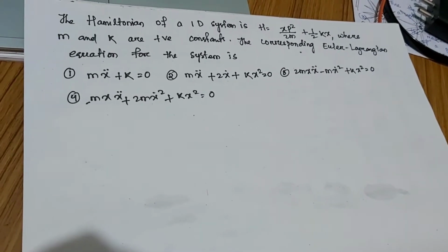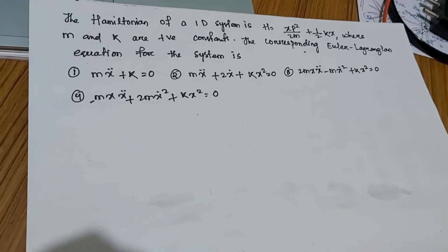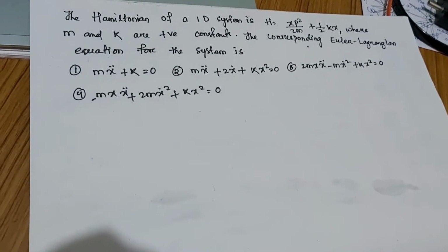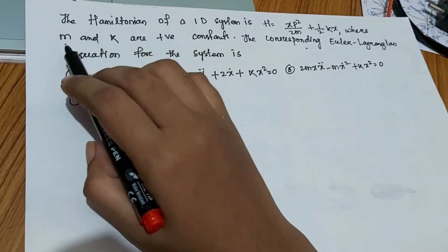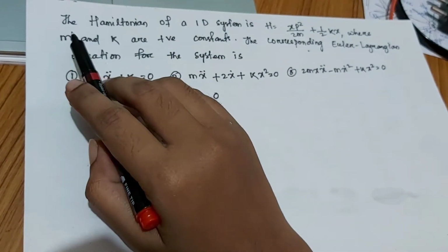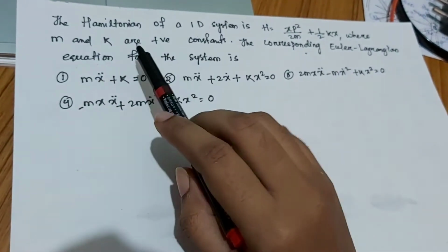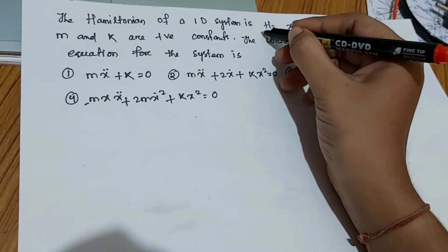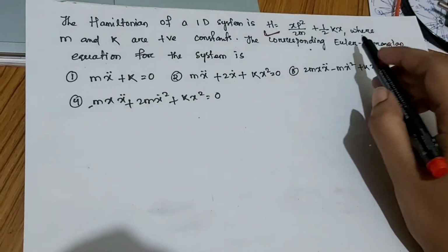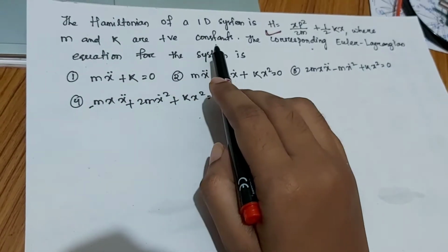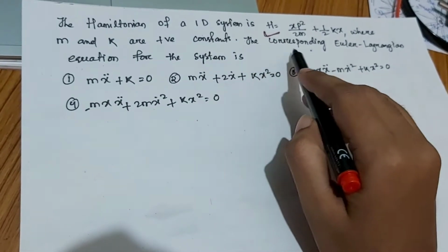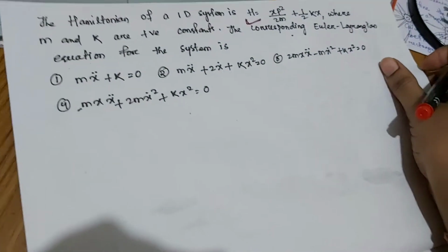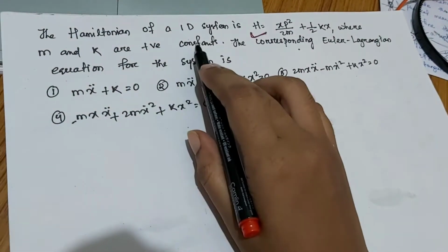So today we will discuss one more question which was there in CSIR 2018 June. This question carries 5 marks. The question says the Hamiltonian of a 1D system is given, where m and k are positive constants. We have to find the corresponding Euler-Lagrange equation for this system, right?